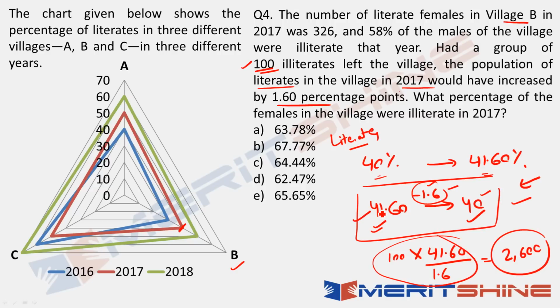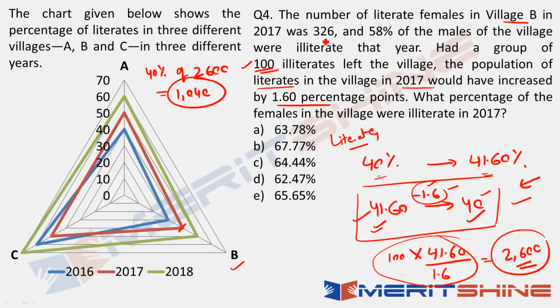So what is this now? This is the total population of the village, this village B in 2017. Now you can calculate anything and everything. So what is the literate population? 40% of this is literate population. How much would that be? 40% of 2600, which is 26 into 4, this is 1040. So this is the total literate population of this village in 17.